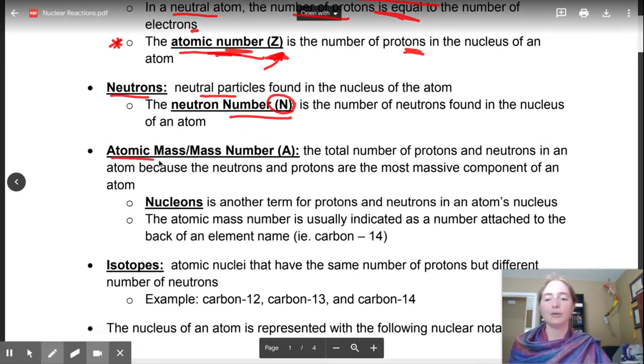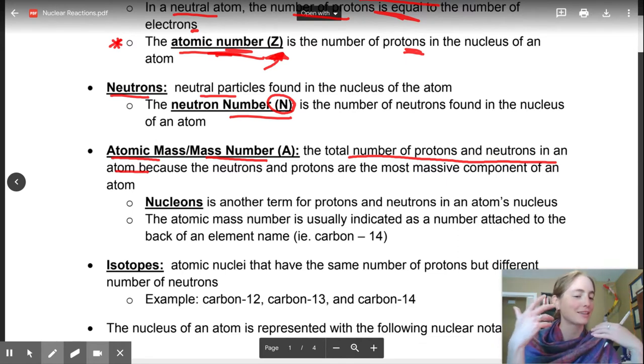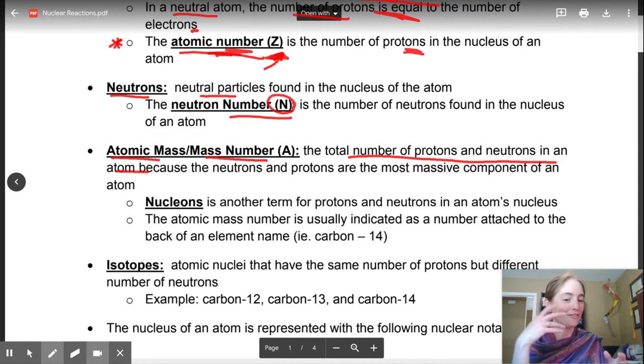All right, so atomic mass, or the mass number. This you should absolutely remember from chemistry. It is the total number of protons and neutrons in the atom. Protons and neutrons have the greatest mass component of an atom.